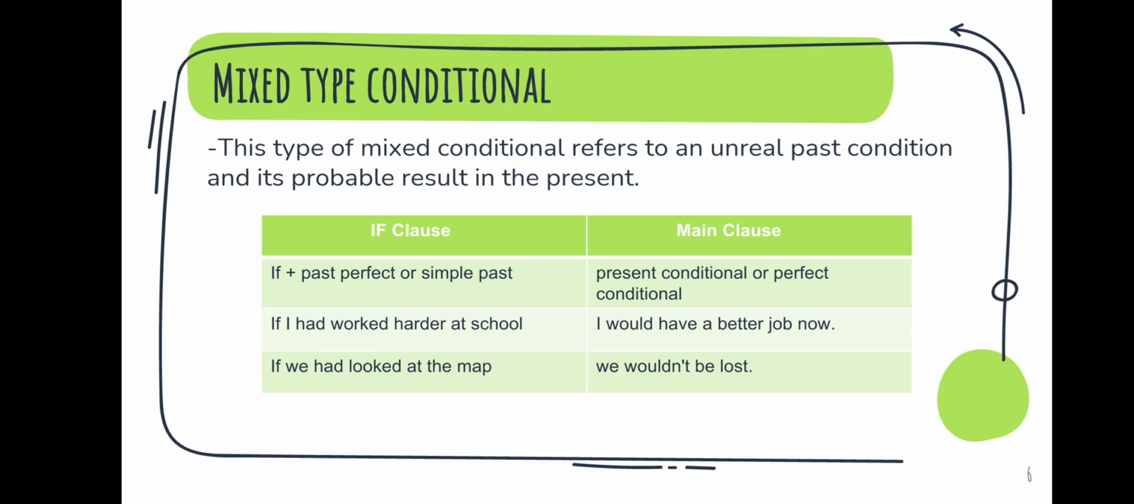For example, if I wasn't afraid of spiders is contrary to present reality. I am afraid of spiders. I would have picked it up is contrary to past reality. I didn't pick it up.